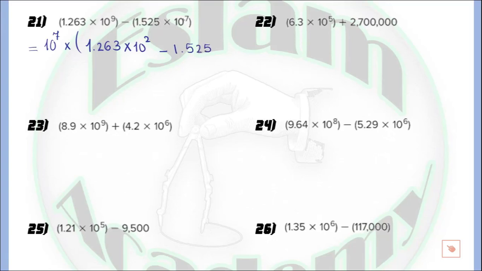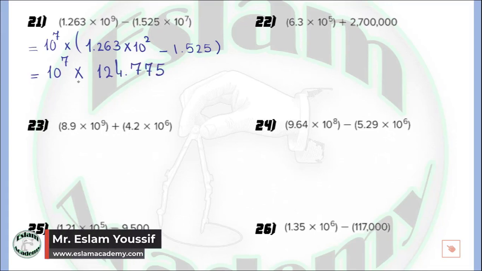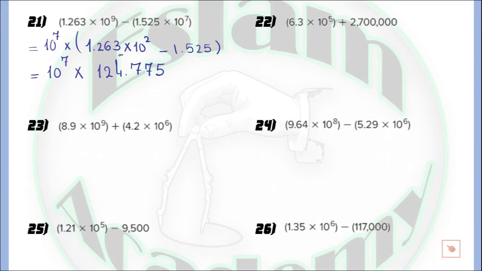Then we have 10 to the power 7 divided by 10 to the power 7 equals 1. So it will be equal. Just write 10 to the power 7. Then multiply. By solving the operation using the calculator, you will find that the answer will be equal to 124.775. You will find that this number is not in scientific form because the number now has 3 digits to the left of the decimal. It means we just need to move the decimal point 2 places to the left.